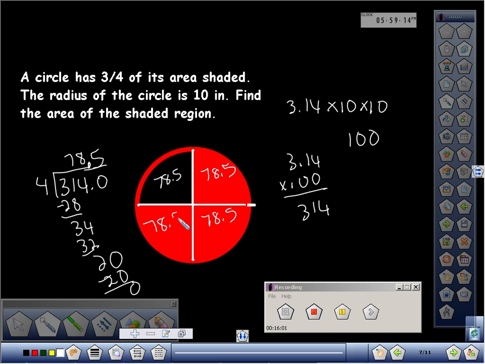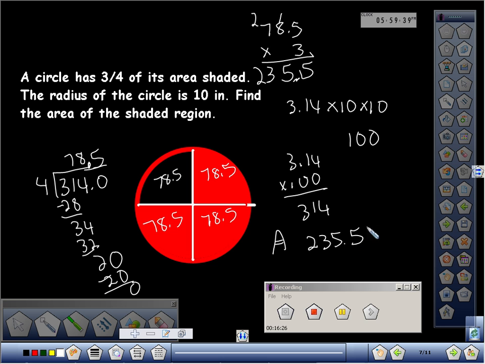78 and 5/10. And we only want the area of 3 of them. So we're going to go 78 and 5/10 times 3. 5 times 3 is 15. Carry the 1. 8 times 3, 24. Plus 1 is 25. Carry the 2. 7 times 3 is 21. 22, 23. So 23, one place, one place. So our area is going to equal 235 and 5/10, and it was inches squared.